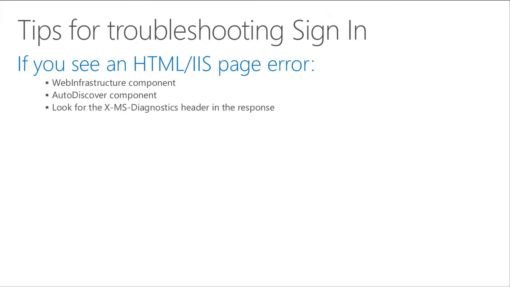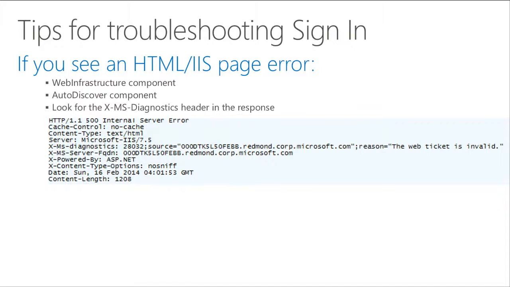Keep in mind, for both these services, autodiscover and web infrastructure, look for the XMS diagnostics header. It is going to explicitly give you a reason and error code about why they failed your request. Now, this is a tiny snapshot of what will happen. If you see here, the reason is the web ticket is invalid. If you had gone from the autodiscover directly without checking the host part of the domain, this is the response you'll get.